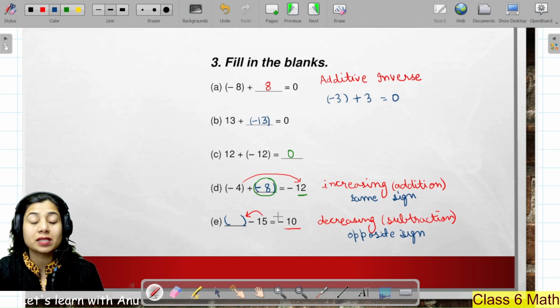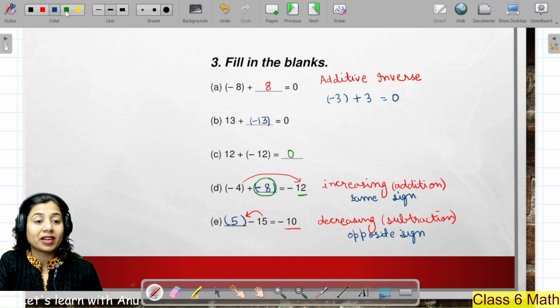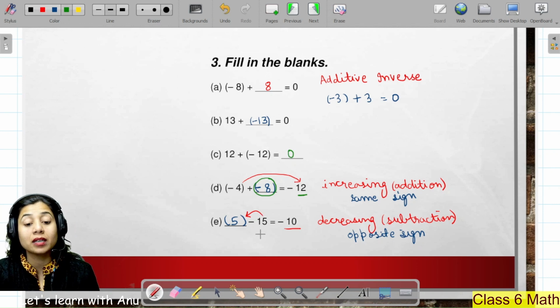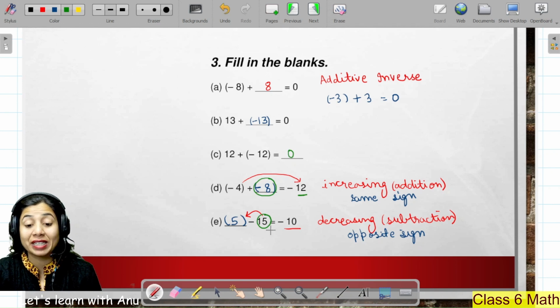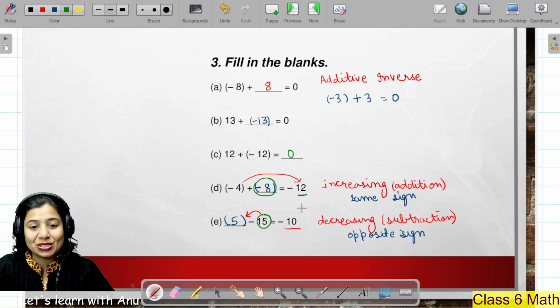So what should be subtracted from 15 to get 10? So it's obviously 5. So let's check our answer. Opposite sign, subtraction is happening, and sign is coming of bigger number. So it's absolutely correct. So it's minus 10. I hope I did justice to this question.